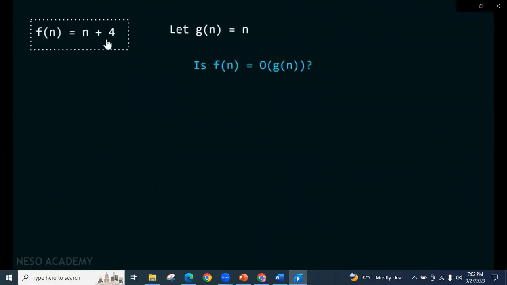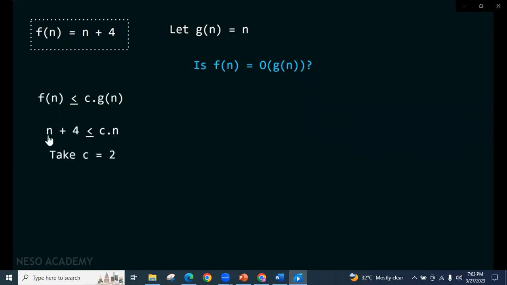Now, we know that f(n) is equal to n plus 4. Let's take g(n) equals n. We are interested in finding the growth rate of this function. That's why we have taken g(n) equals n, which I think of as the least upper bound on f(n). Is f(n) equal to big O of g(n)? That's what we need to find. For this purpose, obviously, we need to compare f(n) and g(n). Here n plus 4 must be less than or equal to c dot n. We need to determine the value of c.